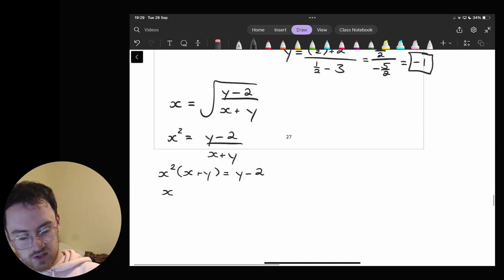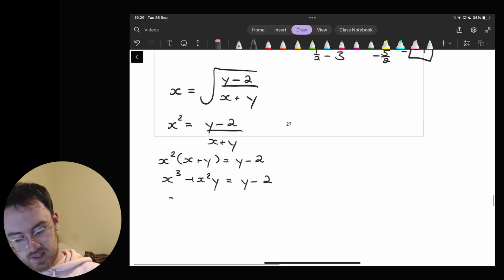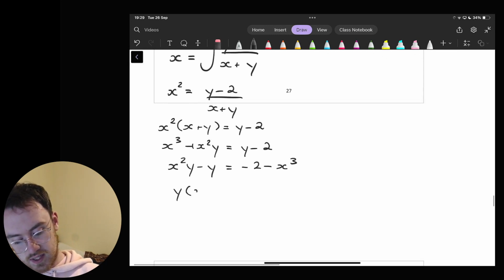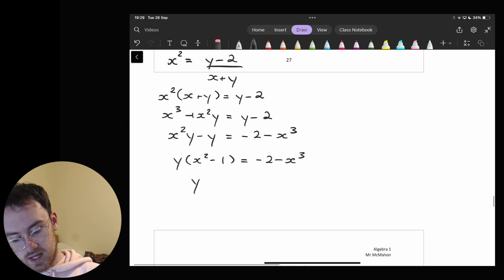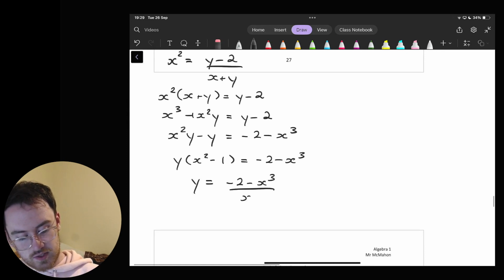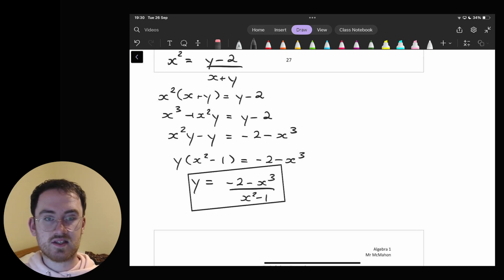And then from there on, it's really just the same steps that we've had. We gather anything that has a y together. x squared y minus y equals minus 2 minus x cubed. Factor out y, y times x squared minus 1 equals minus 2 minus x cubed. y being equal to minus 2 minus x cubed over x squared minus 1. So the only difference there being just to square both sides at the start.